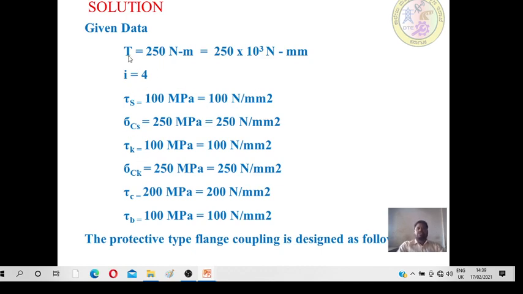See here, torque, that is 250 Newton meter, is converted into Newton millimeter. Then meter becomes 10 to the power 3 millimeter. Then number of bolts as 4, and shear stress and crushing stress here are for shaft material. And tau K is the shear stress for key material, with the crushing stress for key material. This is for cast iron, shear stress for cast iron, and shear stress for bolt material. Now the protective type flange coupling is designed as follows.